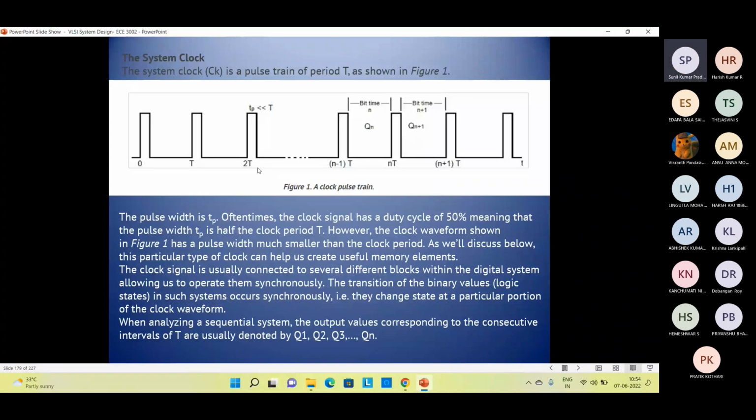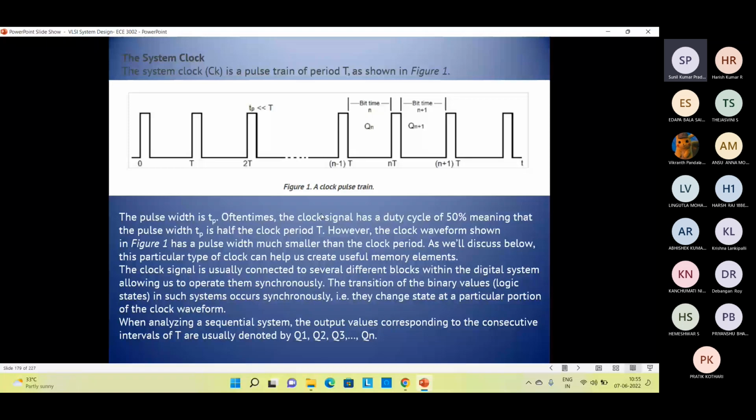And the pulse width is actually TP. Oftentimes, the clock signal has a duty cycle of 50%. That means the pulse width is half of the clock period. However, if you can see, the clock waveform in figure 1 has a pulse width much smaller than the clock period. Okay, so that we will discuss in the considerations below.